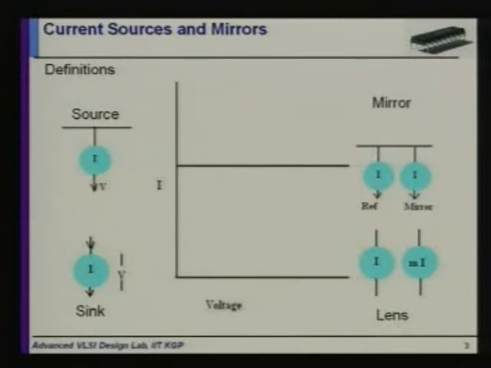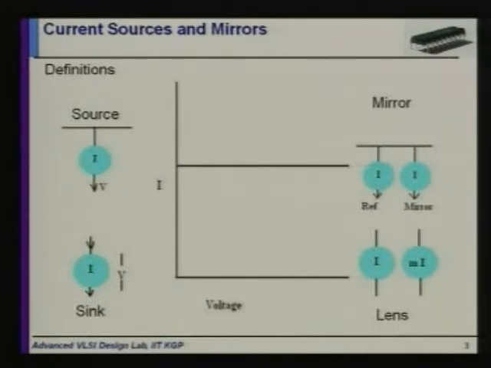Now these are the main definitions of the current source and the mirrors. At the left side we are seeing two different views of the current source. The first one is the current source, where the current is taken from a particular supply, and the last one is the current sink. The current will not vary with the voltage. In the middle portion, the voltage is the supply voltage in the case of the source and the sink. At the right side we are seeing the current mirrors. From the reference current I, we are copying that current, that is the mirror image of that current.